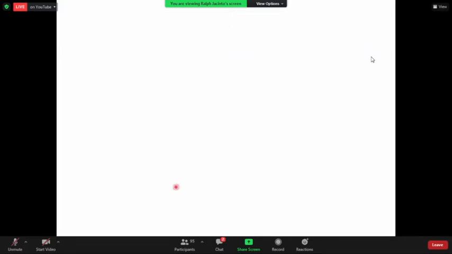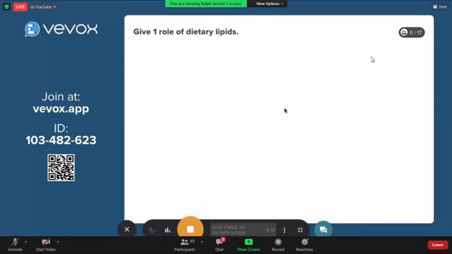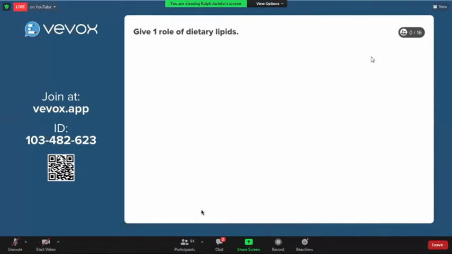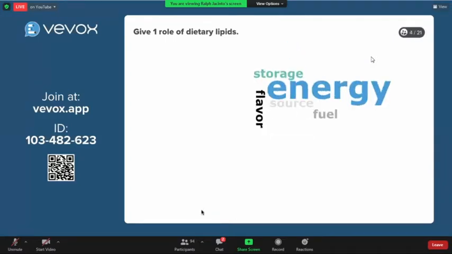Okay, let's go back to the VVOX. So give one role of dietary lipids. So what would be the purpose of these dietary lipids? Okay, storage, energy. What else? Flavor. Okay, good, good. Flavor, yeah.